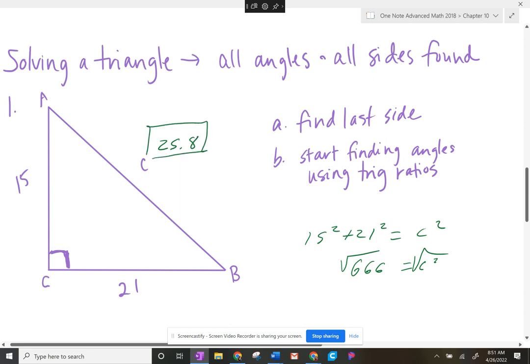Okay, I found that one. Now I want to find my angles. If you're using the numbers they gave you, try to stick with the two that aren't in decimals if at all possible. It'll give you a better, more exact answer. So I've got 15 and 21 as my two sides. Which one of these would you like to use? Sine, cosine, or tangent?